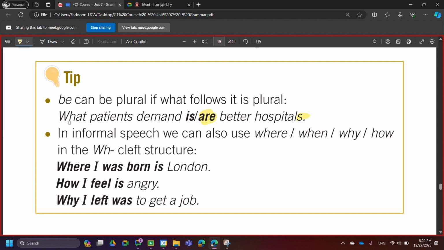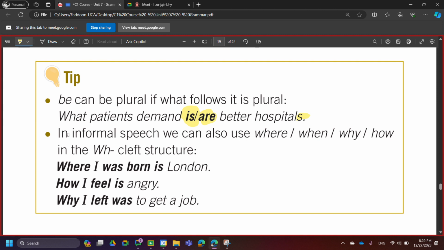It's okay, you can do it. You can also say "What patients demand are better hospitals." But this one is just okay. Like if you say "is," no one is going to stop you and say that you're wrong, okay? Because that is the more common one and it's now accepted as the correct way. Or "are" is also okay.